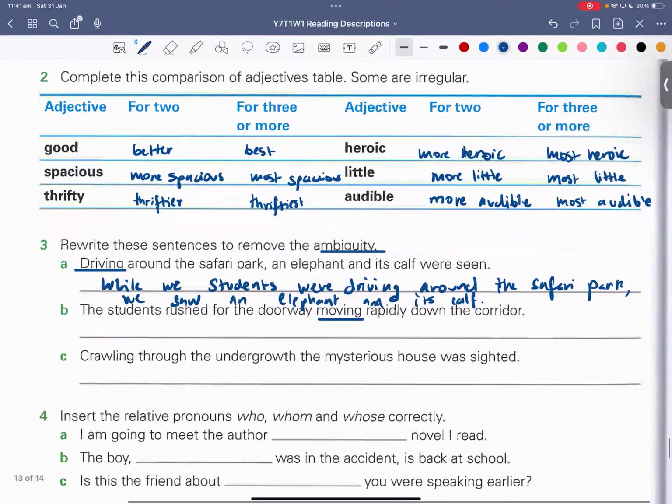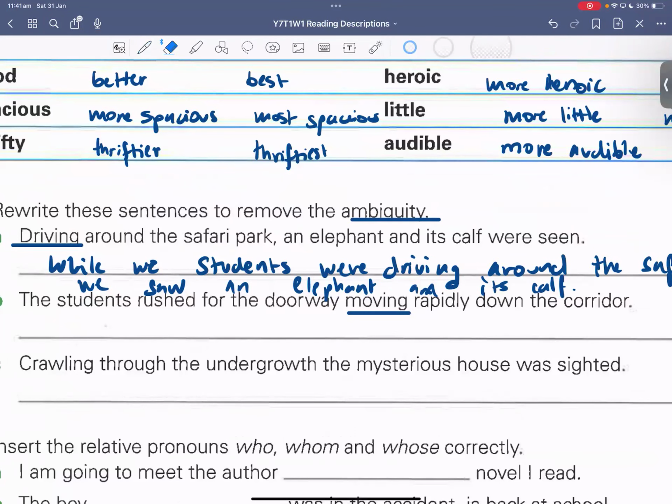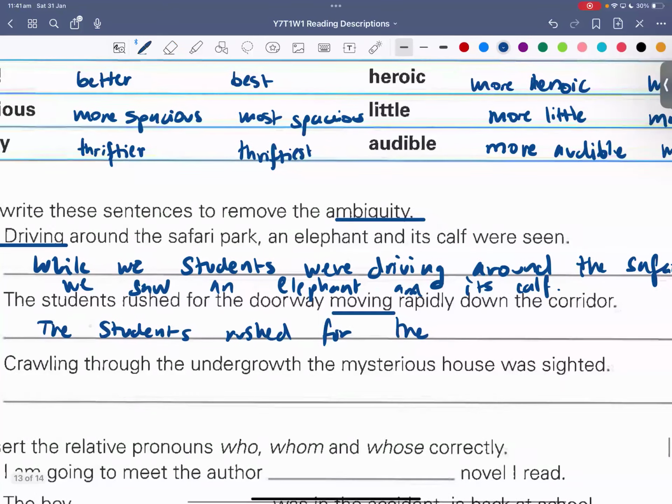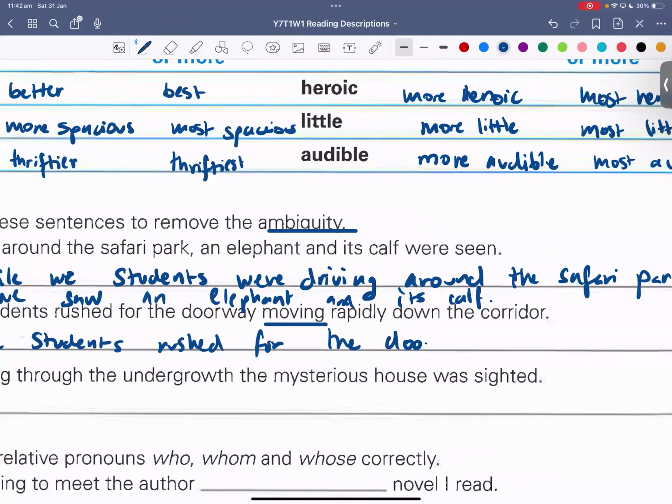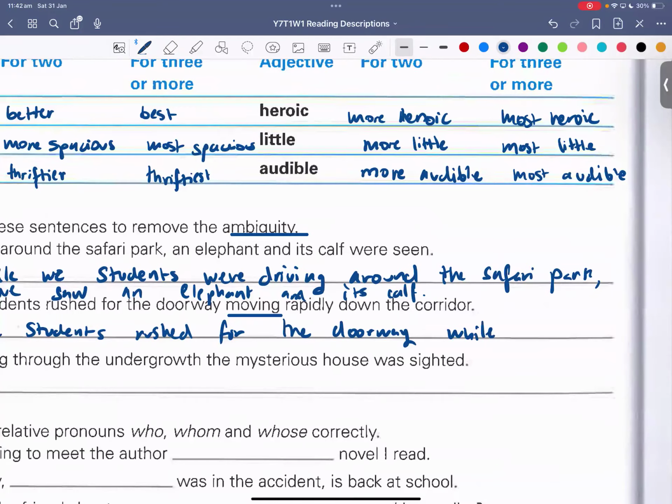Students. That's why we need to make it more clear, because it could be either the students or the doorway. Here, I think it's the students who should be moving rapidly down the corridor because they're rushing for the doorway. The students rushed for the doorway while they were moving rapidly down the corridor.